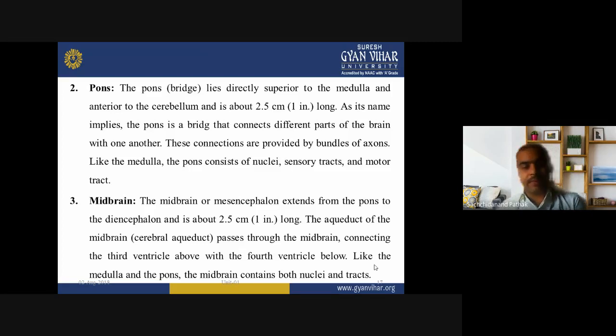Then third is the midbrain. So the medulla oblongata is there, the pons is there, and now it's the midbrain. The midbrain, or mesencephalon, extends from the pons to the diencephalon and is about 2.5 centimeters long. The aqueduct of the midbrain passes through the midbrain, connecting the third ventricle above with the fourth ventricle below. Like the medulla and pons, the midbrain contains both nuclei and tracts.